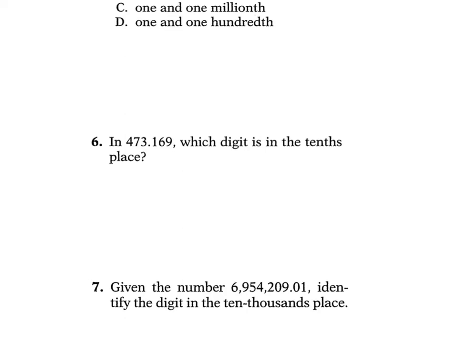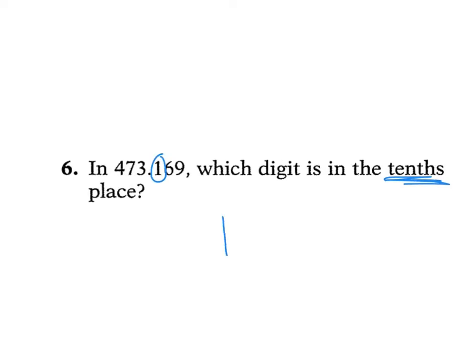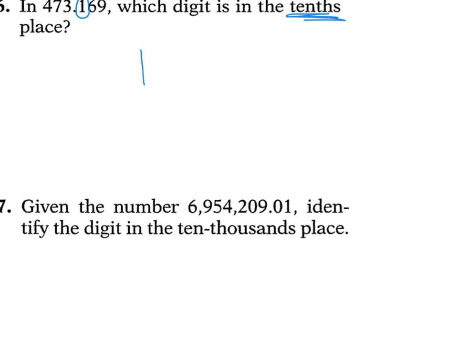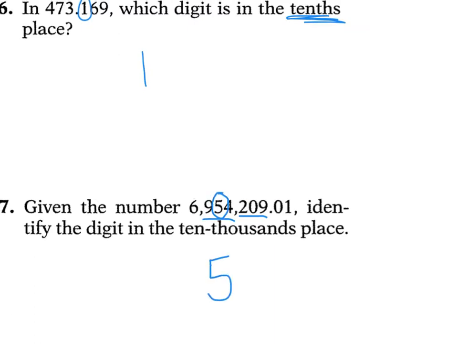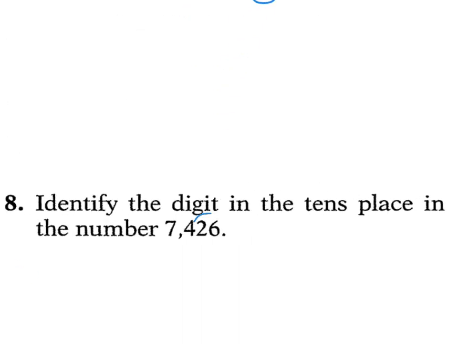For number 6, which digit is in the tenths place? So tenths, that TH means that it's on the decimal side. Tenths would be 1. Number 7, identify the digit in the 10,000s place. So here we have our hundreds, next we have our thousands, so 10,000 would be 5. And for number 8, identify the digit in the tens place. So tens place would be 2.